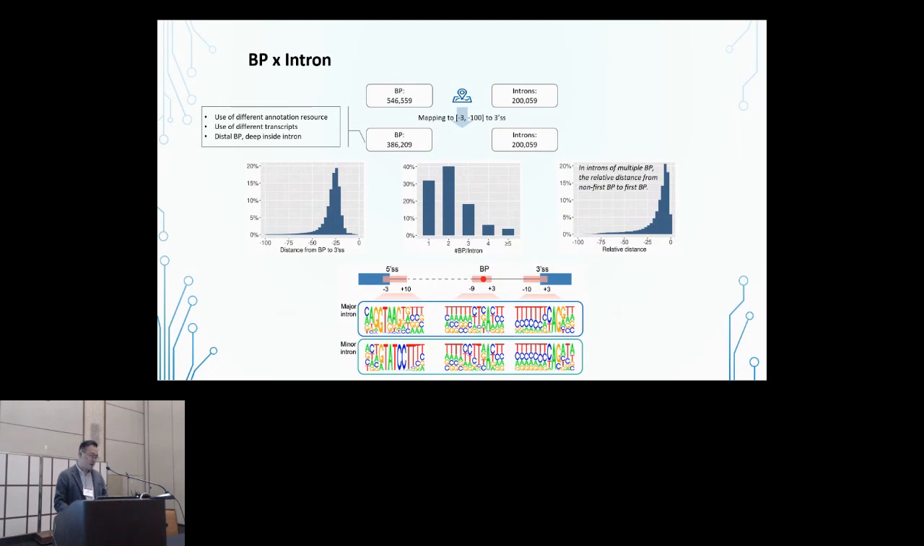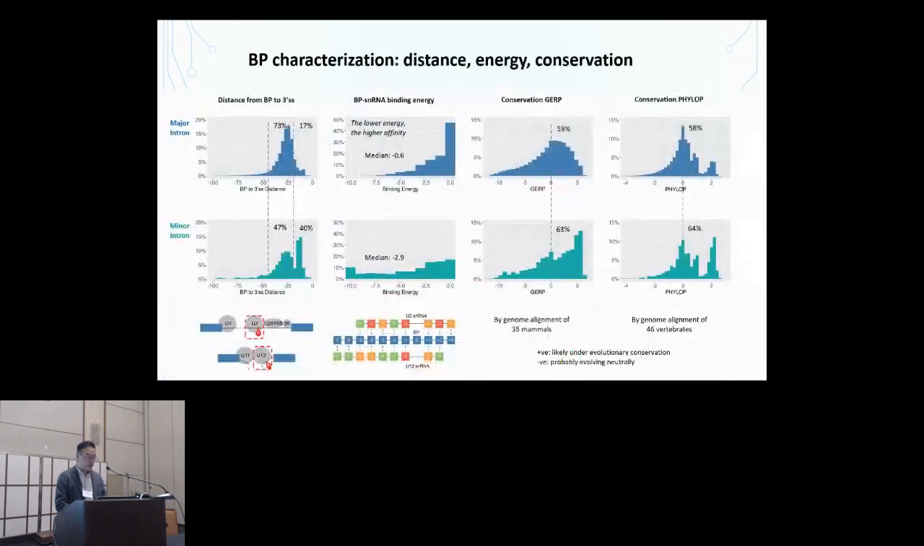Maybe this represents some tolerance of mutations. One is gone, I have a backup plan. But if we look at the distance from the non-first BP to the first BP, they are very close together. Plan B is very close to plan A, within about 20 nucleotides upstream. And you can see the nucleotide composition of this BP between major and minor introns. They look alike, but then you will see that the distance distribution is very different. In the minor intron, the green line, you will see about 40% of them located very close to the 3' splice site, which is not the case in the major intron.